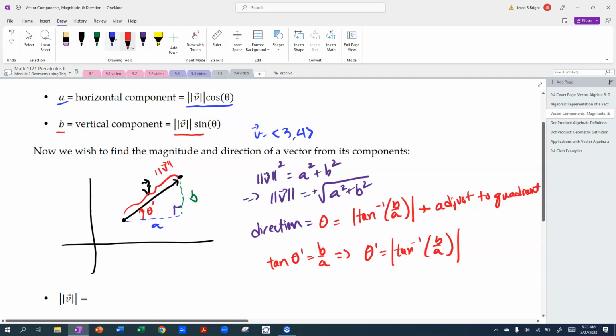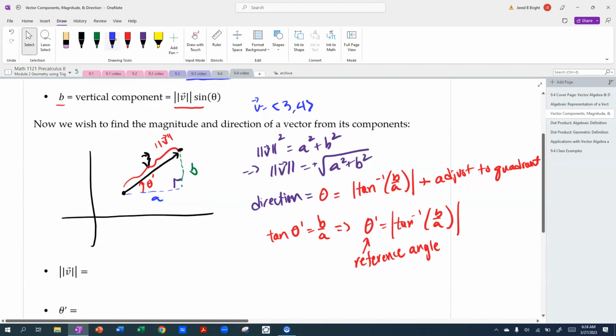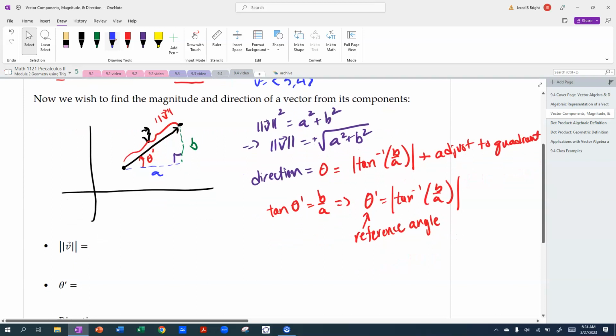But technically, what I want you to do for the direction is calculate tangent inverse of b over a, do the absolute value, that's fine, and recognize that that's your reference angle. Okay, this is a concept we haven't seen in a while, but this is your reference angle, and then in a particular quadrant. So to find your overall direction, your theta, find the reference angle and adjust it based on the quadrant. Okay, so big takeaways here.